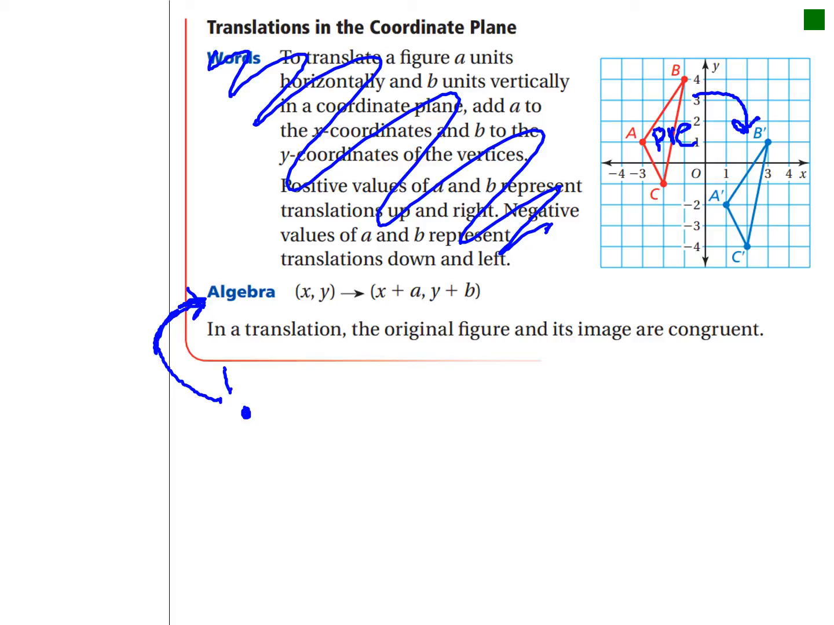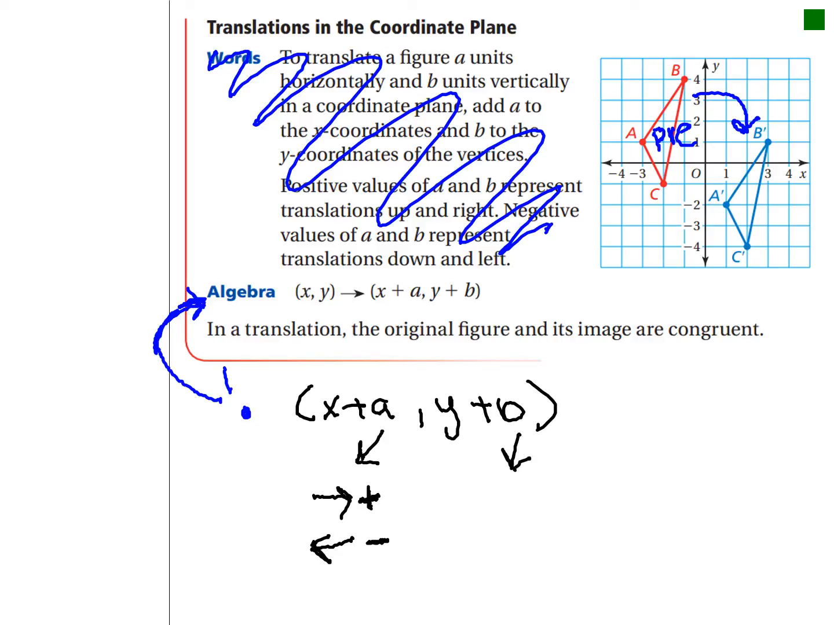In our algebra, we have (x plus a, y plus b). A is always going to be the right, left motion. When you go right, you're going to add the positive number. When you go left, you're going to take away. Left is going negative, right is going positive. B is always that up, down motion. When you're going up, you're going to add. When you're going down, you're going to subtract. Go ahead and pause this video, finish writing this all down, and we'll go through this in an example next.